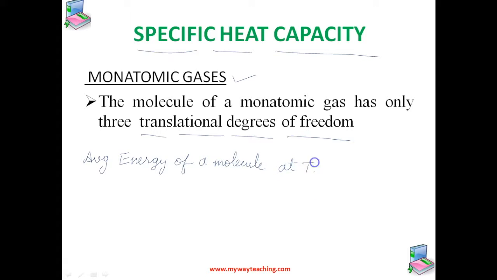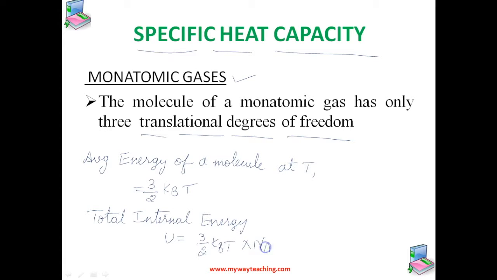3/2 kB T. So the total internal energy of a mole of such a gas, represented with U, is 3/2 kB T into Na for a mole, that is given by 3/2 RT, isn't it?